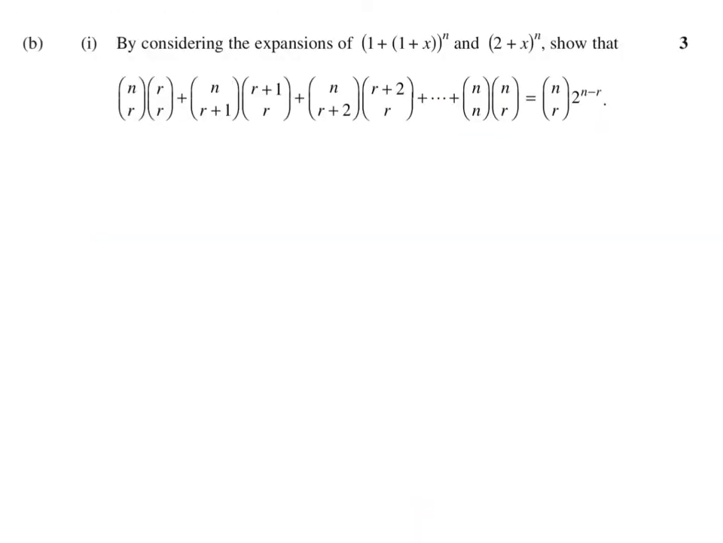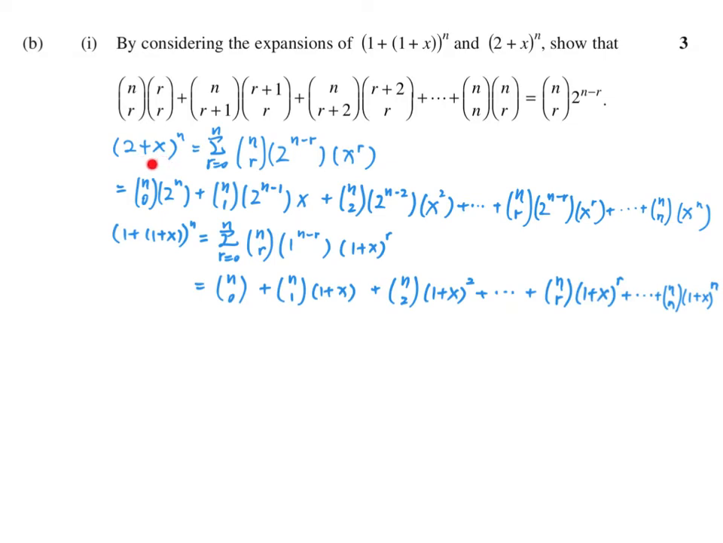Part B1 asks you to use binomial expansion to expand this bracket and this bracket so that this equation holds. Let's take a look at binomial expansion. 2 plus x, a binomial to the power n, we are going to expand this. It should be equal to the summation, r counted from 0 all the way to n, nCr times 2, the first term, to the power n minus r, and then x, the second term, to the power r.